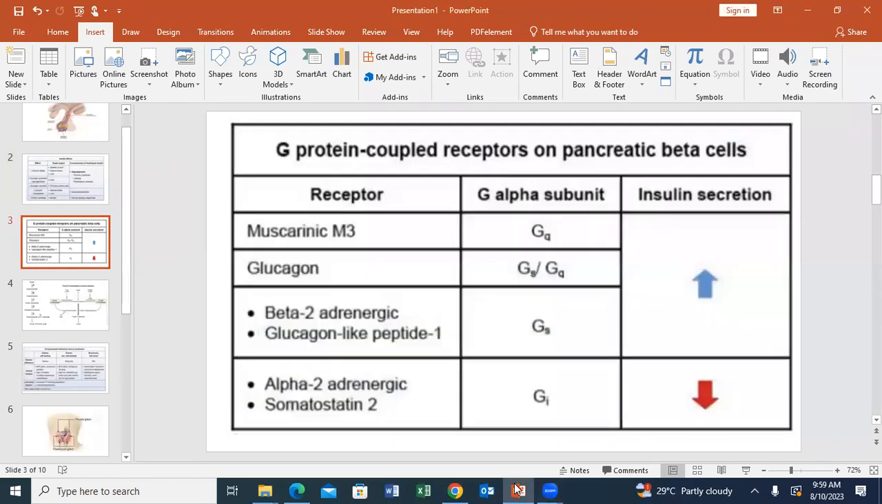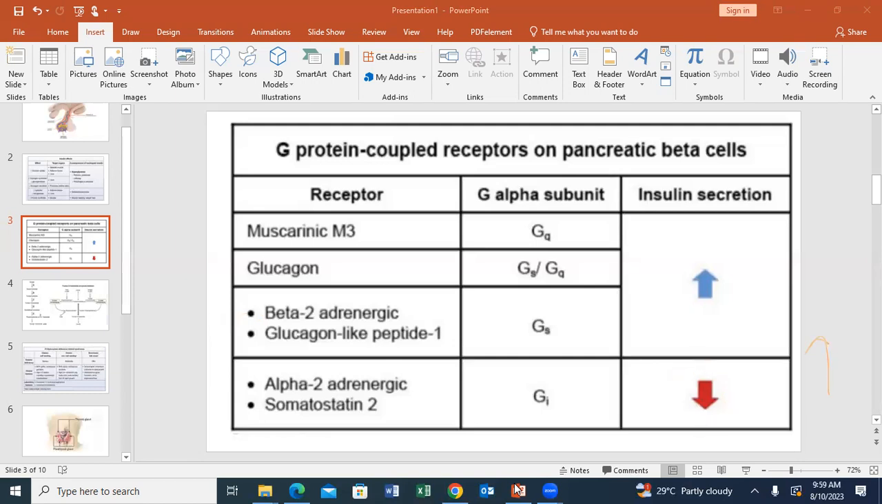Now let's have a look at the effect of sympathetic stimulation on insulin secretion. Basically, we have two sympathetic receptors which affect insulin secretion. One is the beta 2 adrenergic receptor, which increases insulin secretion, and the other is the alpha 2 adrenergic receptor, which decreases insulin secretion. Both receptors are stimulated by sympathetic stimulation, but one is increasing and the other is decreasing. So what is the ultimate effect? Ultimately, sympathetic stimulation decreases insulin secretion, which means that the alpha 2 adrenergic effects are dominating. They are more than the beta 2 adrenergic effects. So in sympathetic stimulation, there will be decreased insulin and increased blood glucose.